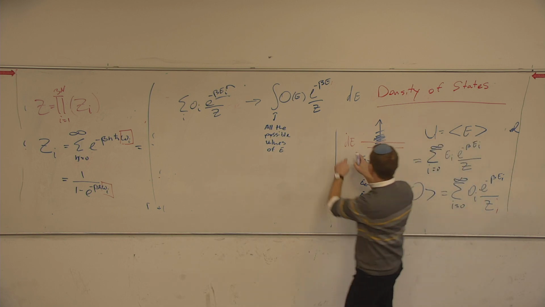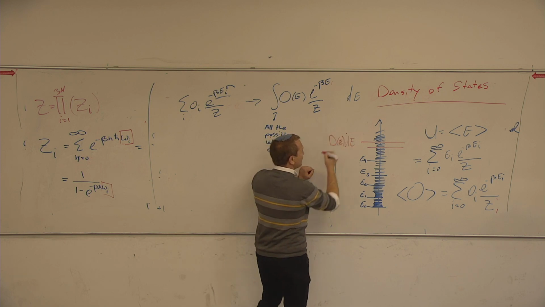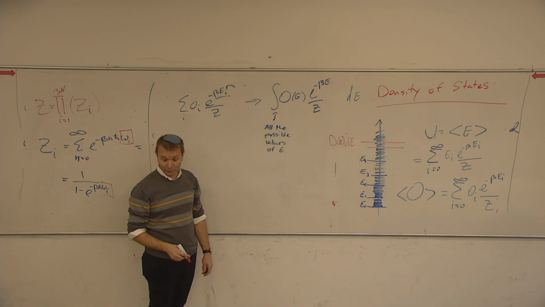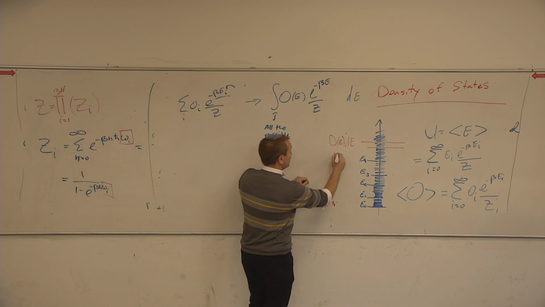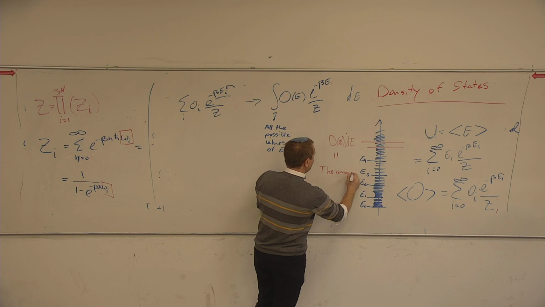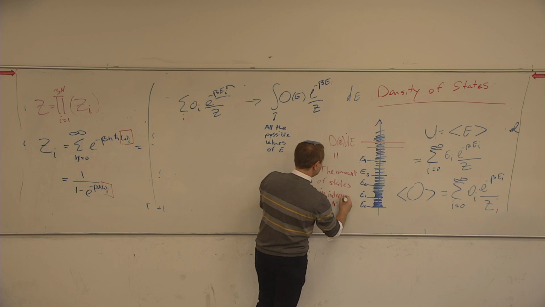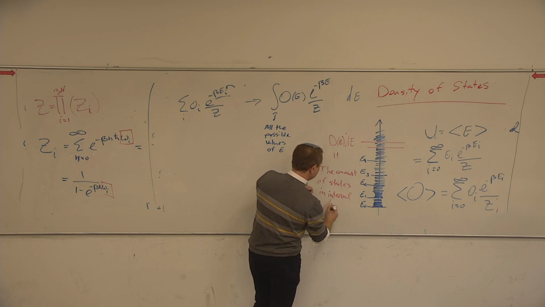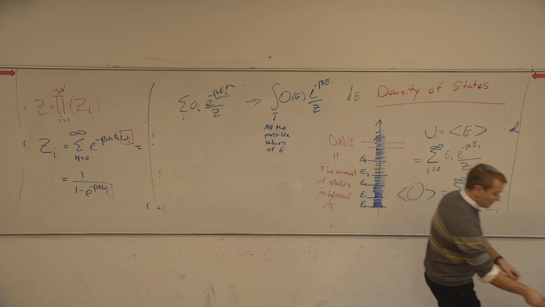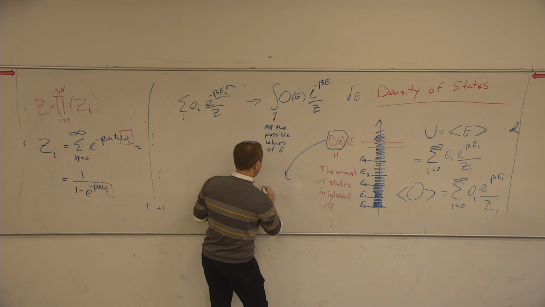So if I take this dE and multiply it by some function of E, this is the amount of states in the interval dE. And this function over here is what? The density of states.